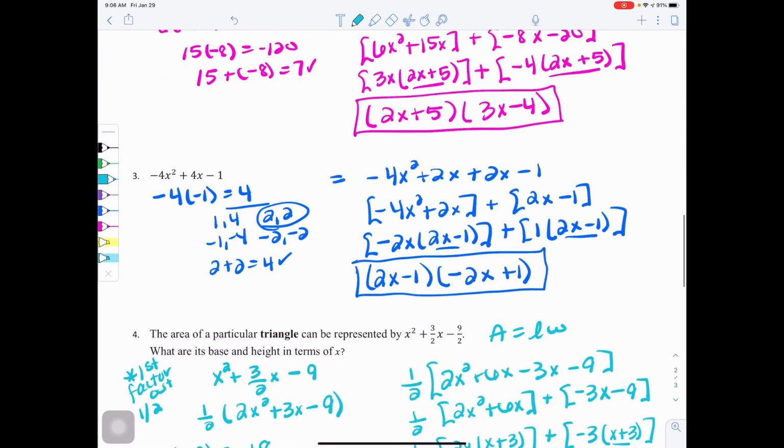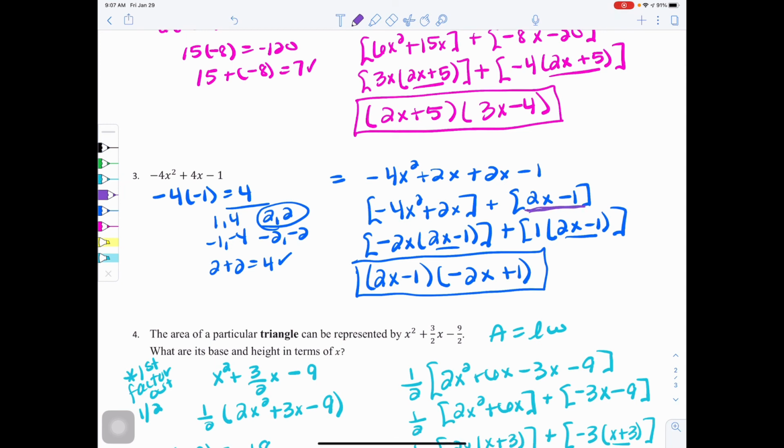Now in number 3, there was a little bit of a trick I'll talk to you about when we get there. No GCF, so a times c is 4. I need the factor pair that's going to add up to 4x, so that would be 2 and 2. So 4x gets split up into 2x and 2x. Now when you go to group these into the first polynomial and the second polynomial, or binomial I should say, we run into an issue here where this looks like it's already factored.